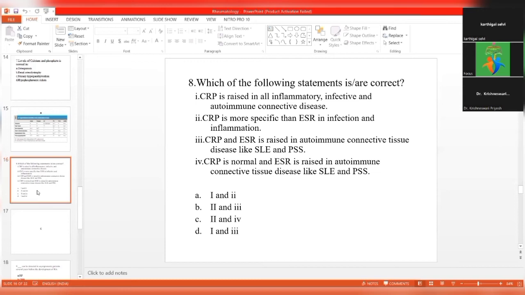So regarding CRP, it is raised in inflammatory and infective disease, but not raised in autoimmune connective disease. CRP is superior to ESR in infection and inflammation. But in autoimmune connective diseases, ESR is superior to CRP. You understand? And the answer is 2 and 4. That is, the answer is C. Okay.